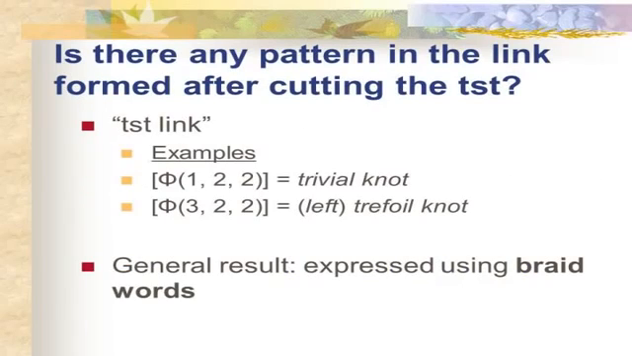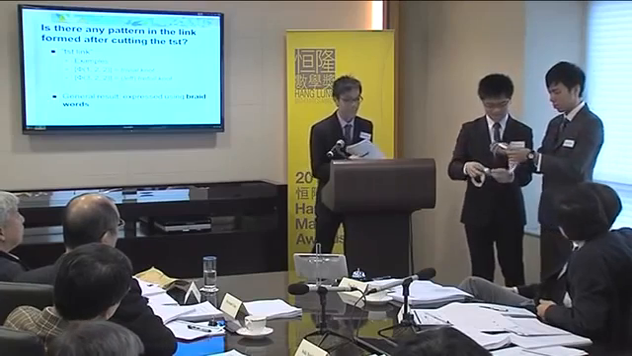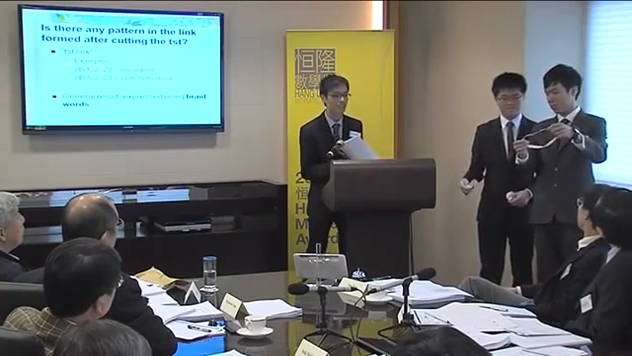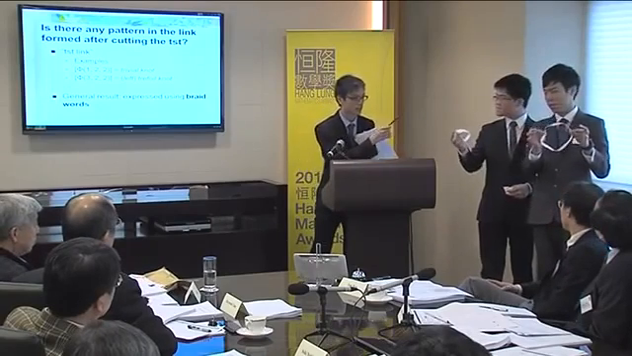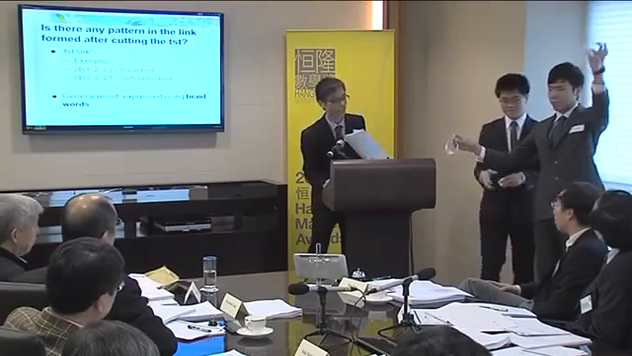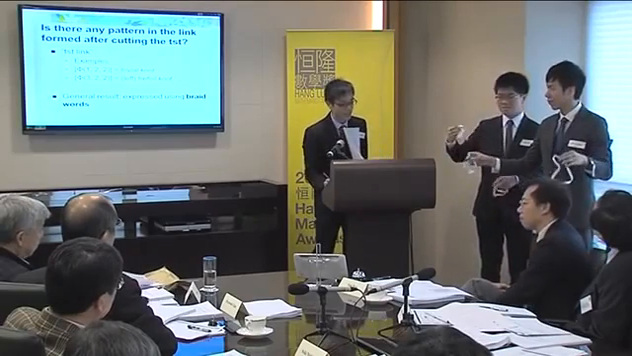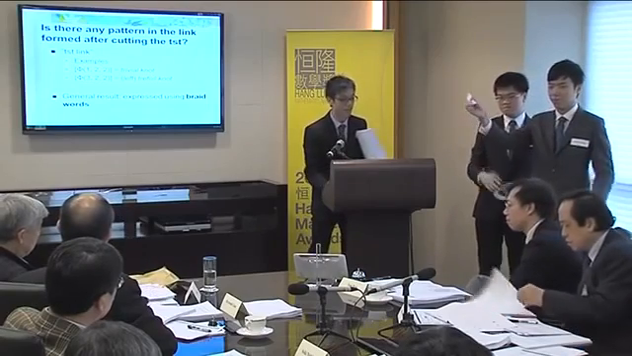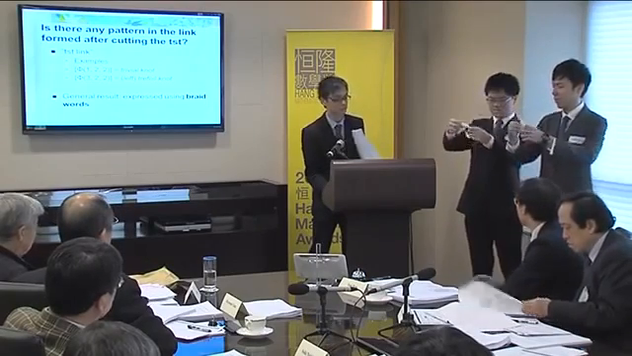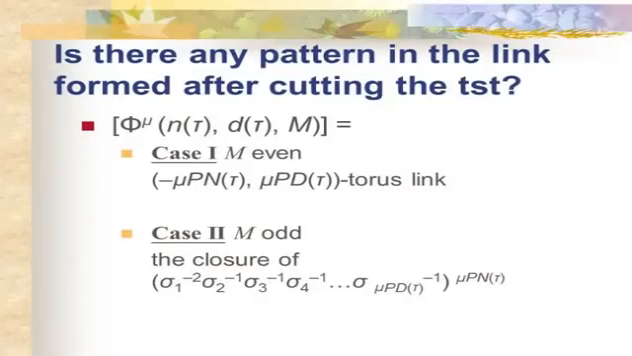The next thing to consider is, how about the link that is formed after cutting the TST? Well, if you have a TST with twist turn 1/2, and then we cut it into 2, because we know that in fact the TST with twist turn 1/2 is the same as a Mobius strip, we can use a paper model to illustrate this, and that is our link, which is a trivial link, trivial knot. We can also consider if our TST is of twist turn 3/2, then this will be a Stevedore knot. And for a general result, we can express that in terms of braid words, and these are the results.